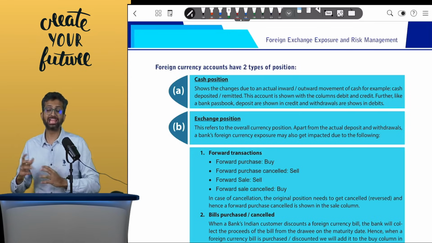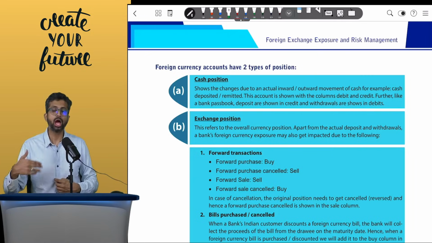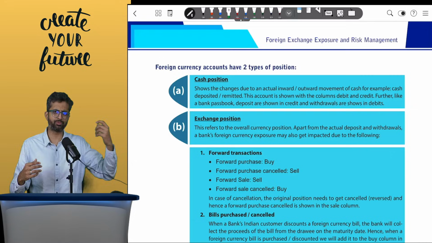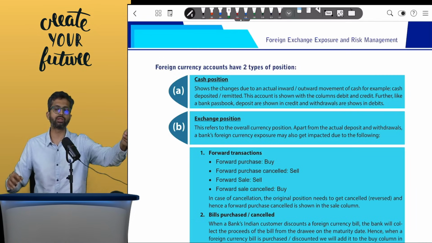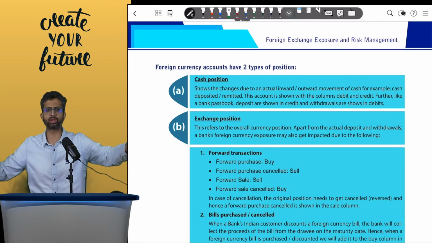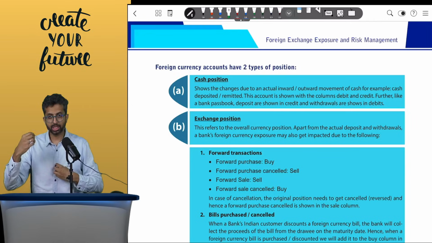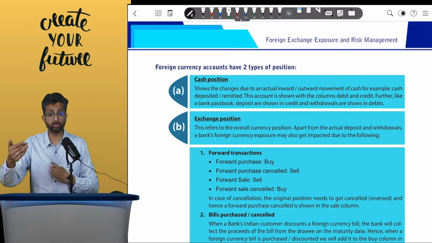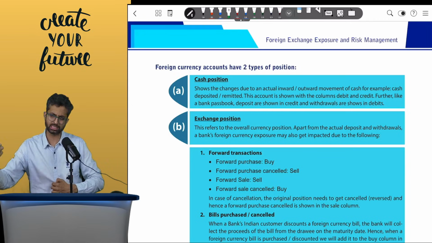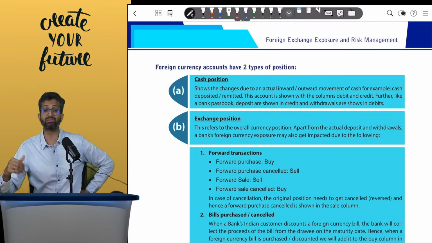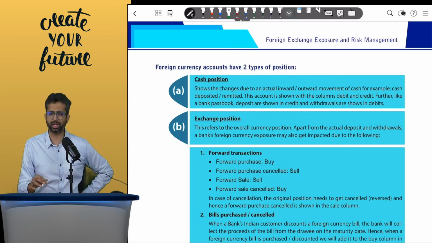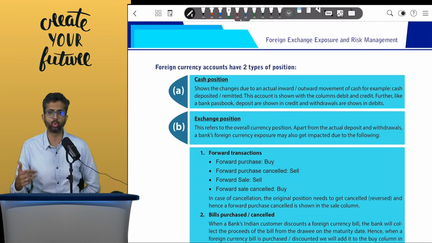And then there's a currency or exchange position where you will take positions, like a forward buy will be put in the buy column, a forward sell in the sell column. But if I were to cancel a forward buy, it will go in the sell column. Bills: if I purchase the bills, it will go in the buy column. If bills are cancelled, it will go in the sell column. Draft is a payment that I am going to make. If the drafts are issued, it will go in the sell column. Drafts cancelled will go in the buy column, and accordingly you will get either an overbought or an oversold position.